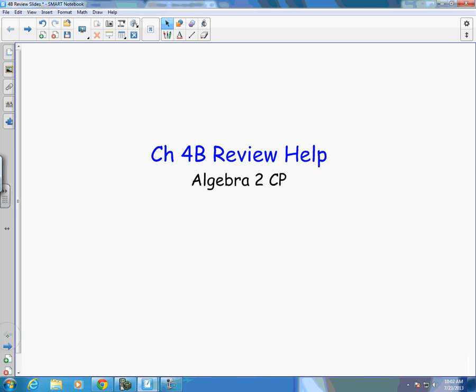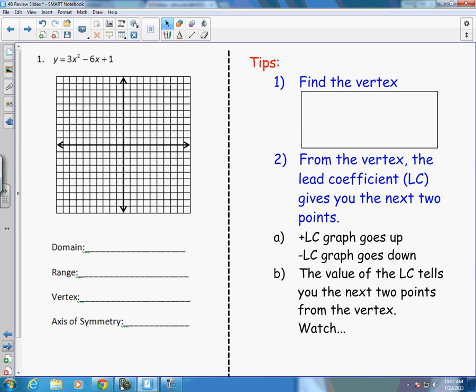All right, here's going to be a review help for Chapter 4B review for Algebra 2 CP. I want to start with question 1 and just talk about how to graph a quadratic equation. The way that I teach my students how to graph is by first finding the vertex.